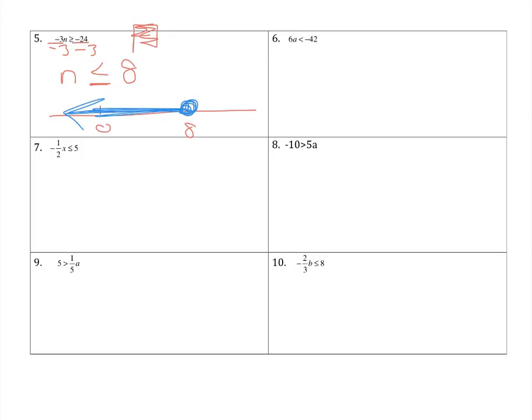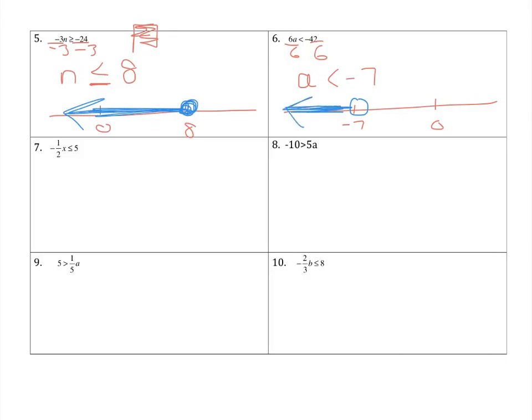Number 6, getting a alone, divide both sides by 6. Not a red flag problem. A is less than negative 7. 0 here, negative 7. That would be an open circle and shade to the left.